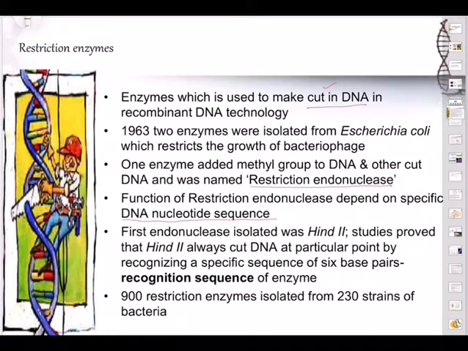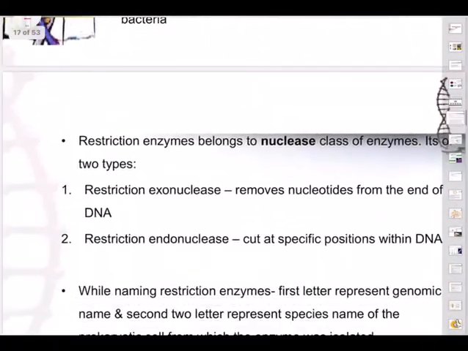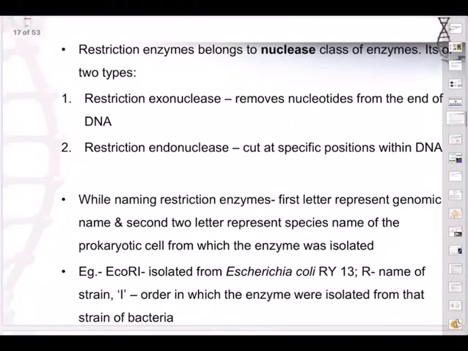The first endonuclease isolated was Hind II, and studies proved that Hind II always cuts DNA at a particular point by recognizing, this is important, a specific sequence of 6 base pairs, and these are called the recognition sequence of the enzyme. So 900 restriction enzymes have already been isolated from 230 strains of bacteria. This is important. So a lot of research is going on, though I said it's the baby of biology. Restriction enzymes belong to the nuclease class of enzymes. Just now we said there are 2 types. What are those?